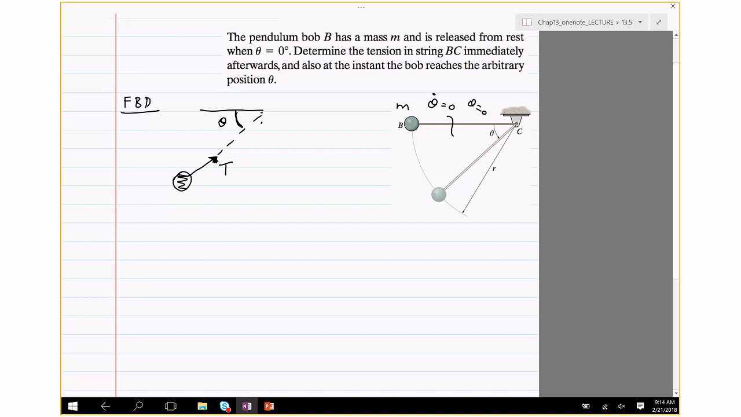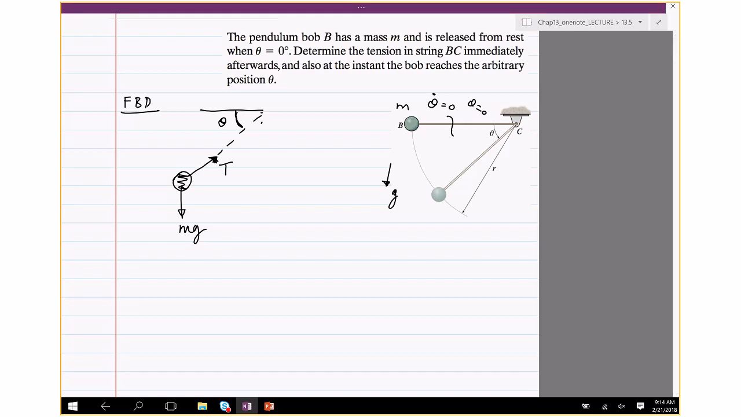Okay, now the gravity is not given here, but in the exam we'll give you gravity. We'll show you the direction of gravity, but gravity points downwards, so there's going to be mg acting downwards. And I think that's about it. Those are the two forces on the bob, right?